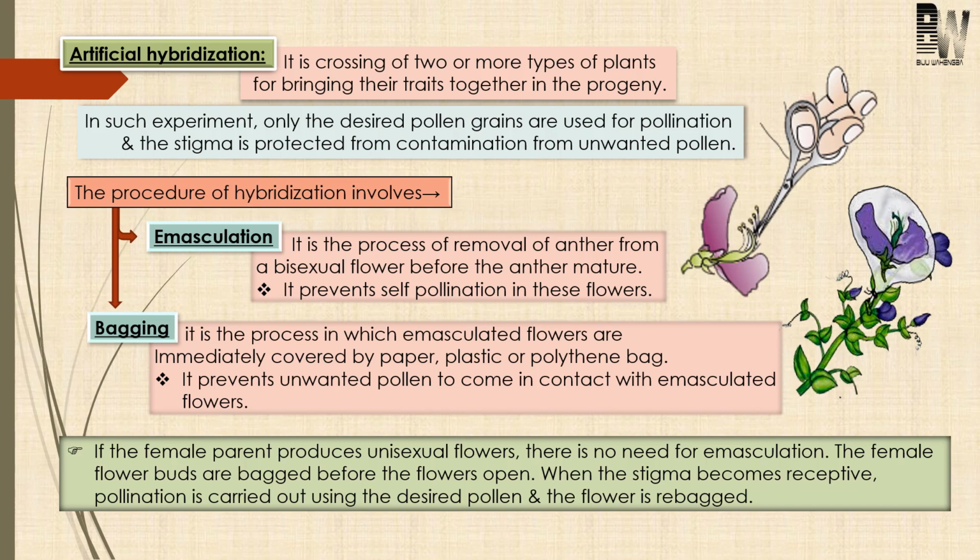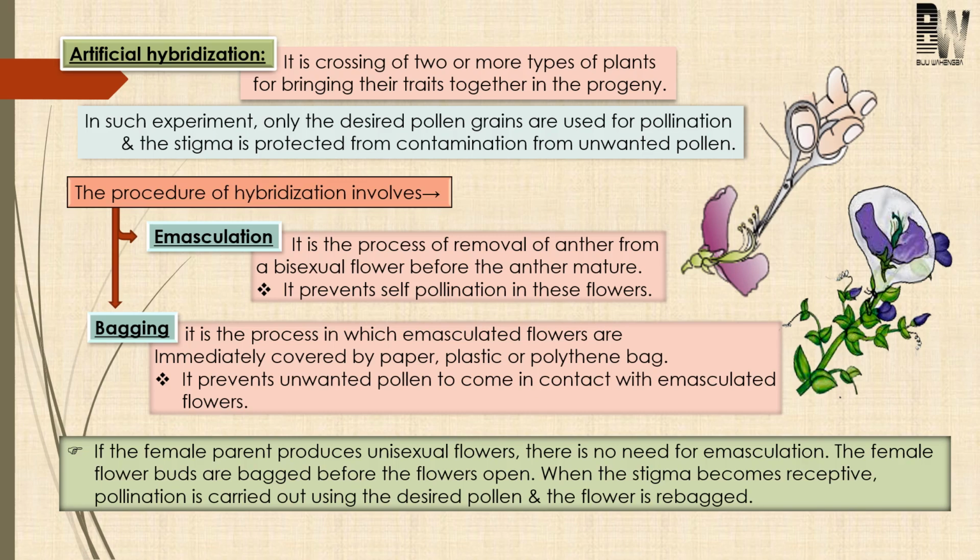After this, when the stigma matures, the cover bag can be opened, and the stigma can be dusted with the pollen grain which are collected from the desired male parent. And after this, the flower can be covered again. And when the fruit begins to develop, this cover bag can be discarded. So this is the process of artificial hybridization.